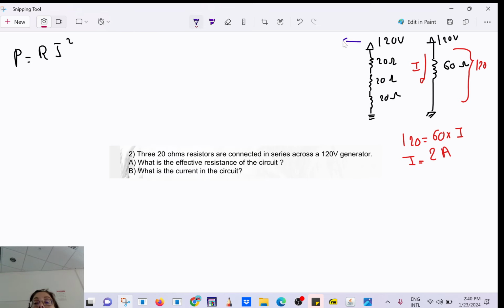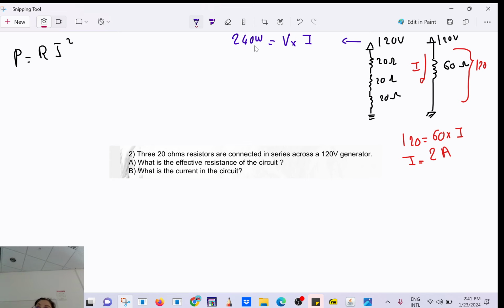So what's going to be the power produced by the power supply? The power produced by the power supply, how much is that? Yes, so V times I, it's going to be 240 watts. That means the power supply is producing 240 joules per second.